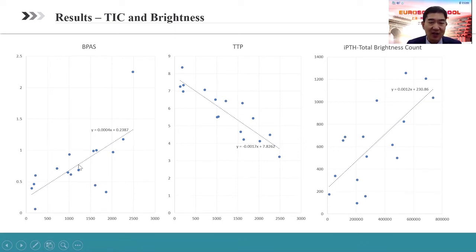And this is BPAS versus the value of iPTH. This is TTP versus the iPTH. This is the value of iPTH and total brightness count.